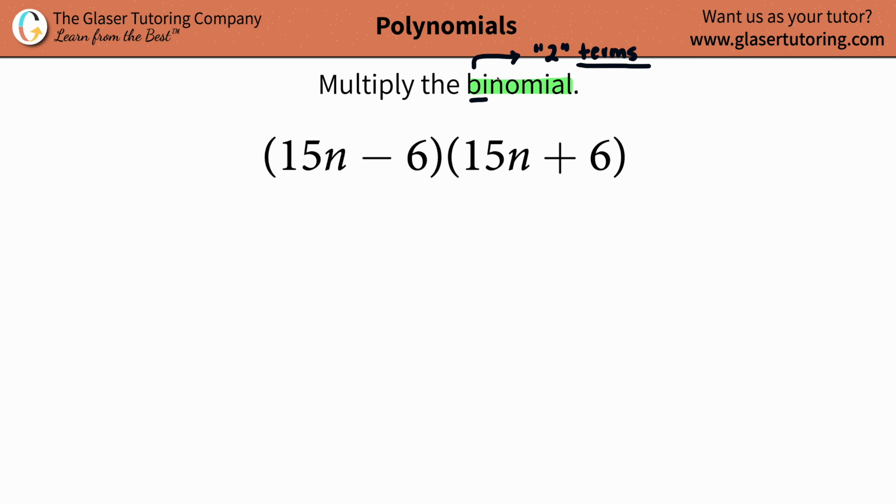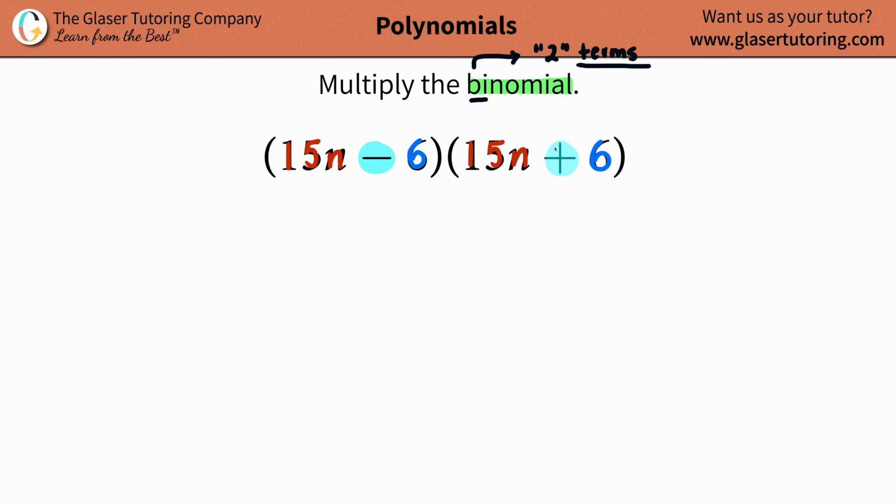Because if I analyze these binomials, I will notice that the first terms are completely identical. 15n for the first one and 15n for the second one. Those are identical. And the last number is identical as well, not taking into consideration the sign, 6 and 6. So I got 15n with 15n, I got 6 and 6.